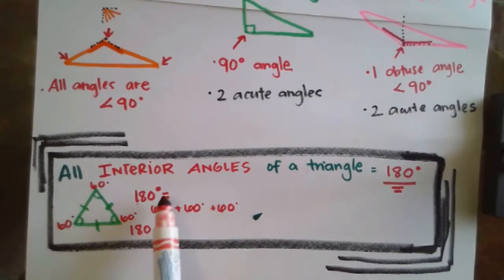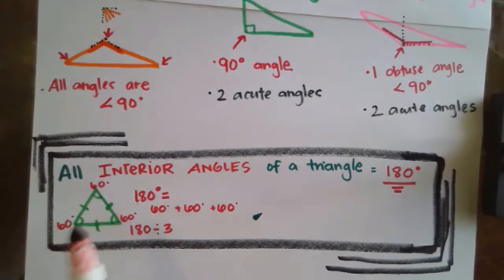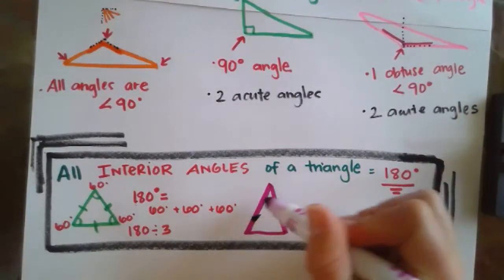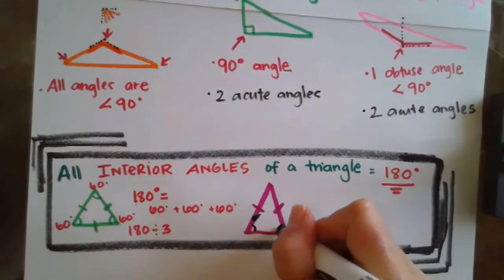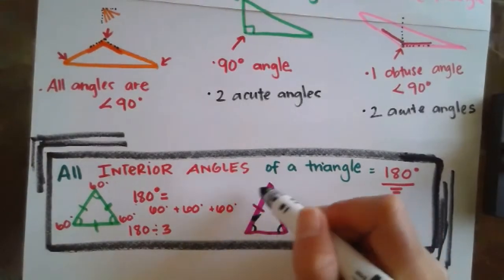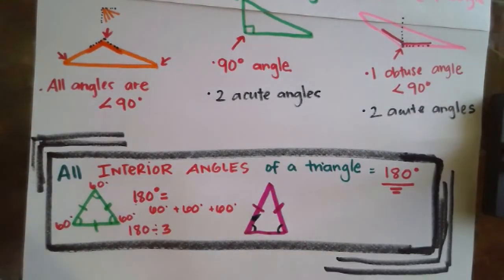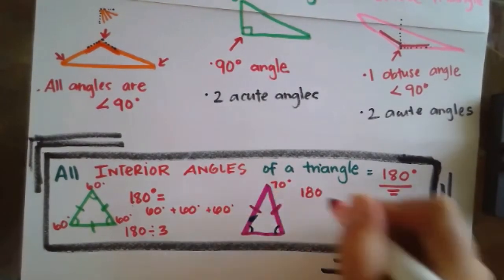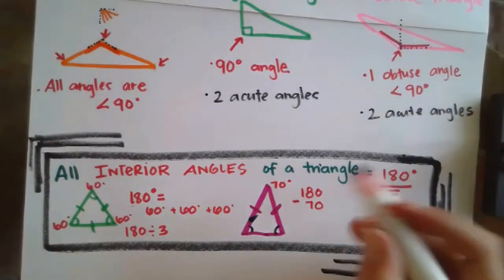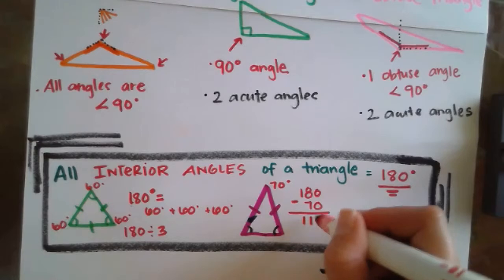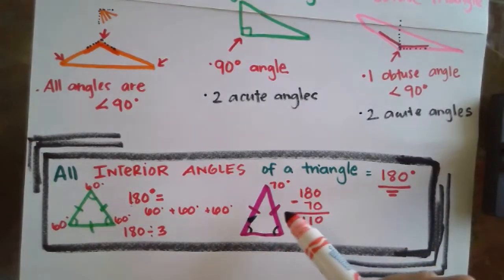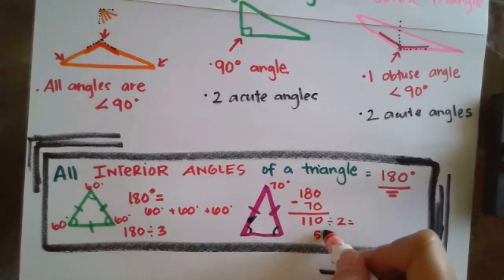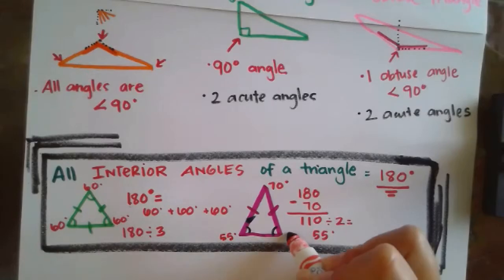My next example is the isosceles triangle. I remember that two sides are equal, meaning two angles are equal as well. Now, this triangle too has to equal 180 degrees. Let's say I told you the top angle is 70 degrees, and I need to figure out the other two angles. I could take away my 70 degrees, I would have 110 degrees left, and that 110 needs to fit equally into those last two angles. So I could divide it by 2, and I would get 55. 55 plus 55 plus 70 equals 180 degrees.